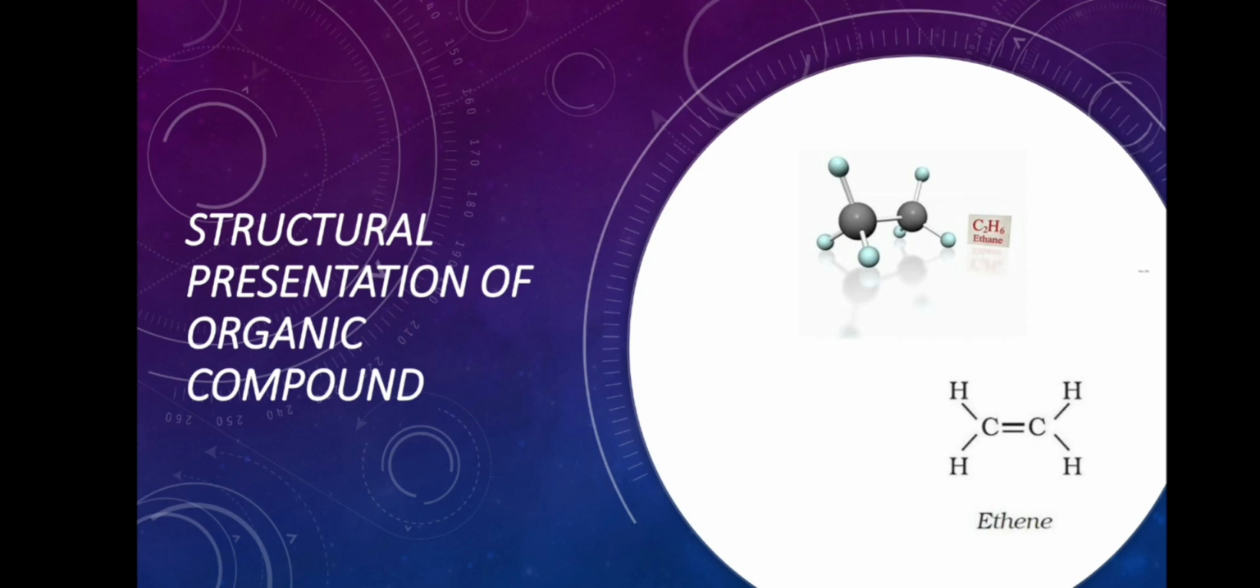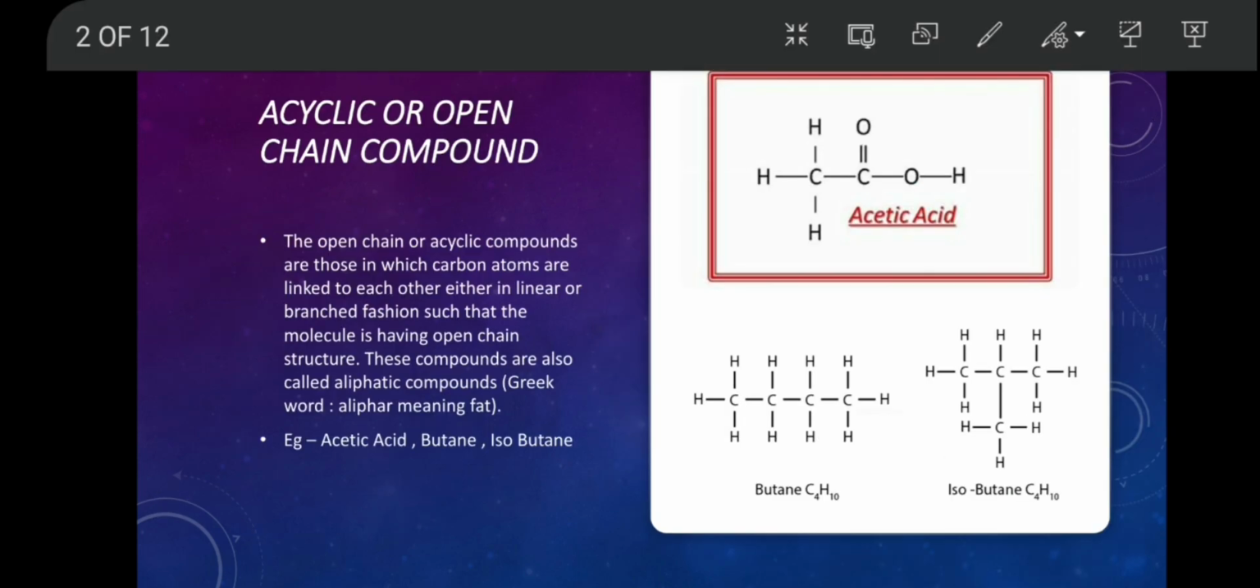Let us take a second example, ethene, C2H4. There is a double bond between the carbons, and two hydrogens are connected with each carbon.